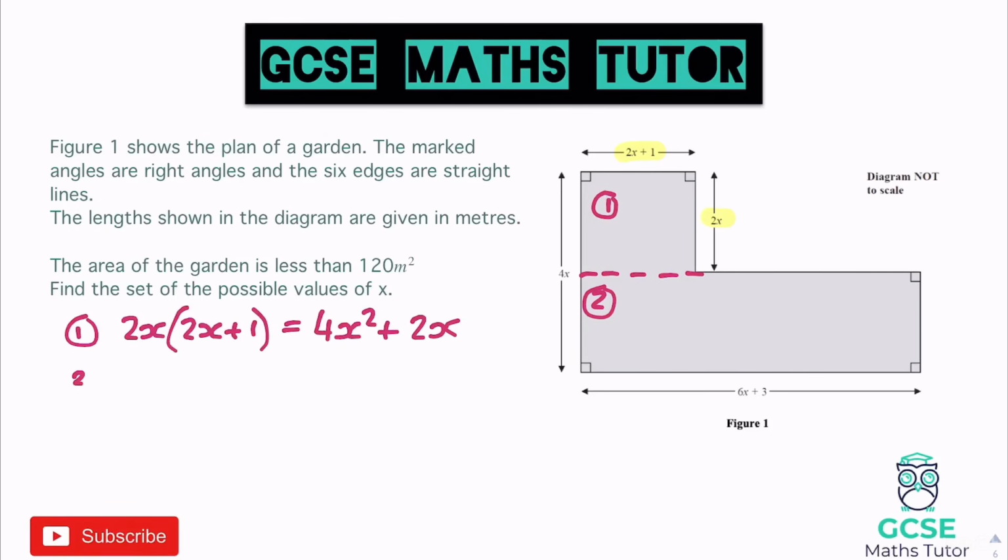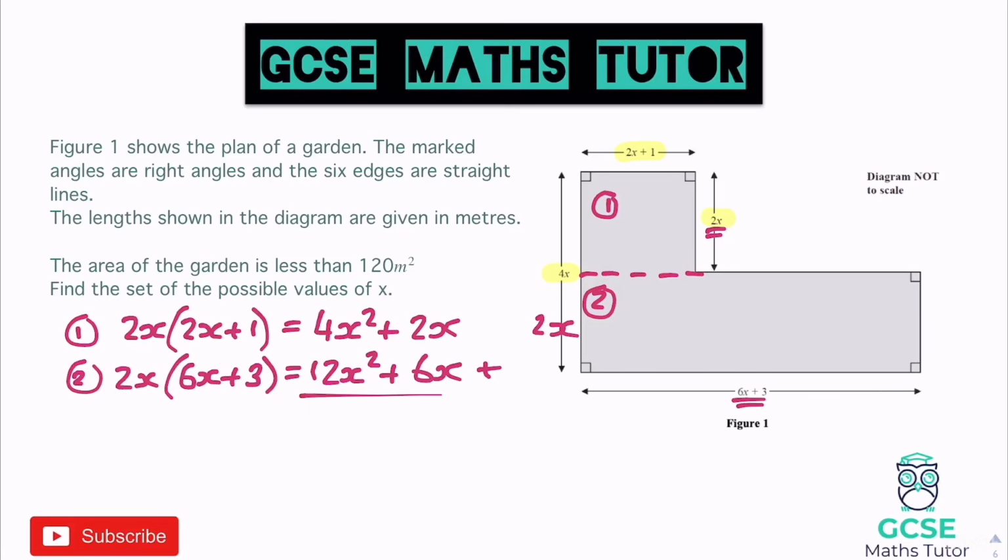Moving on to the area of the rectangle number 2, we need to just have a little bit of a think because we've got 4x here, but obviously this is 2x there, so it's halfway, so this is also 2x. So we're going to do 2x times the 6x plus 3. So we have 2x and we're going to multiply that by 6x plus 3, and that equals 12x squared plus 6x. There we go, and if we add those two together, that gives us our combined area. So add those two up, we have 16x squared add 8x. There we go, and it says in the question, the area of the garden is less than 120.